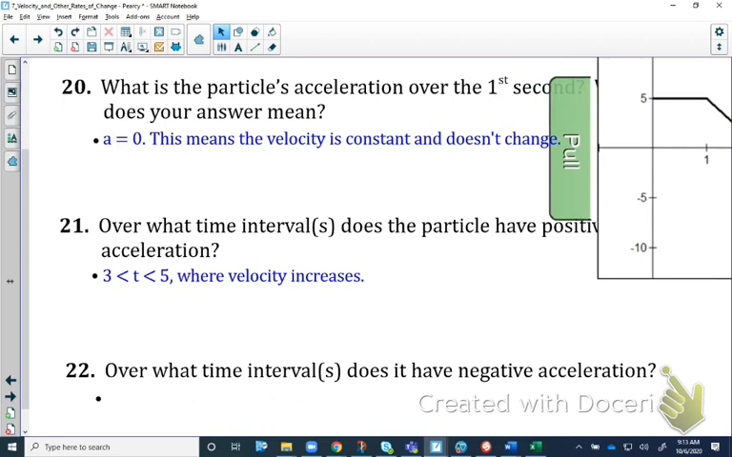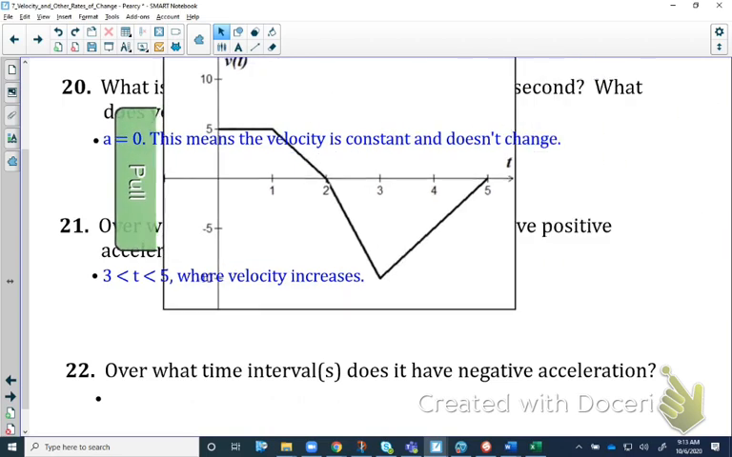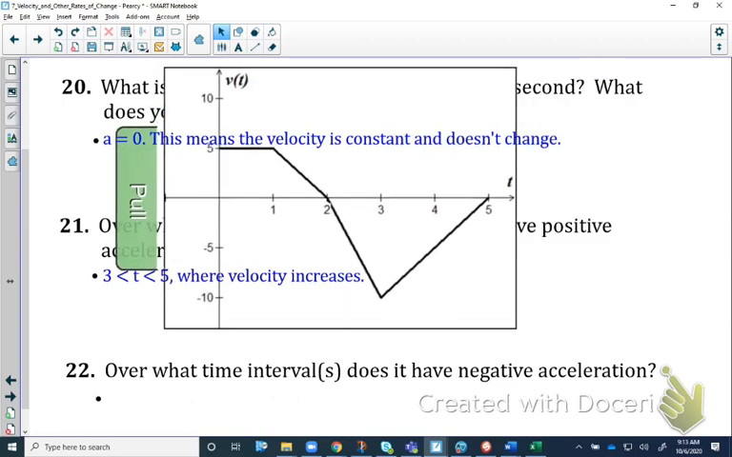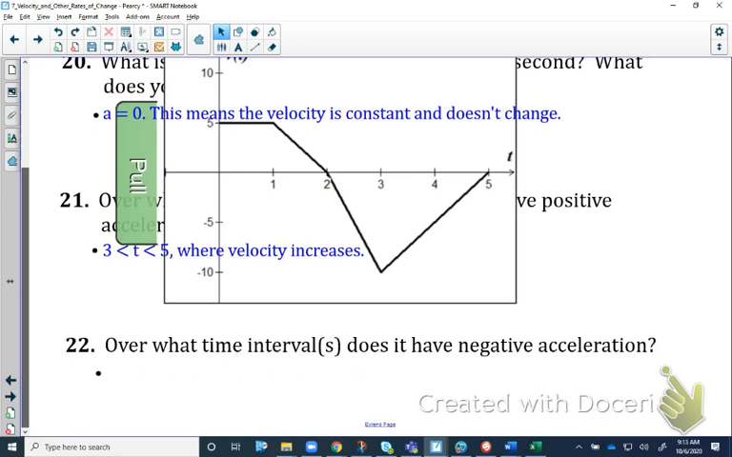But when we have positive acceleration, that's where we're looking at the slope of the lines again. So the only slope of the velocity function that has a positive value is between the 3 and 5 seconds or units of time that we have on the graph.